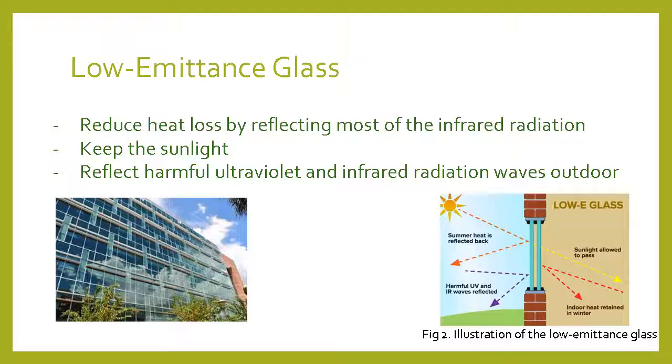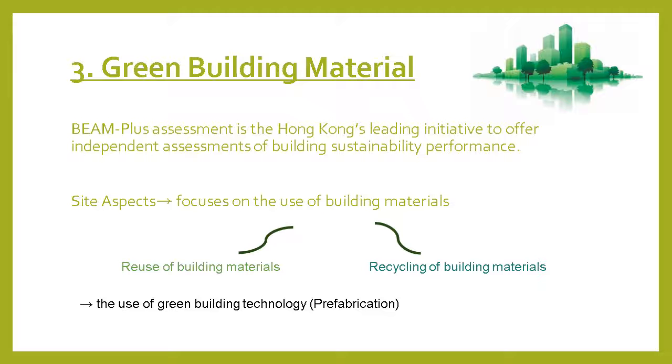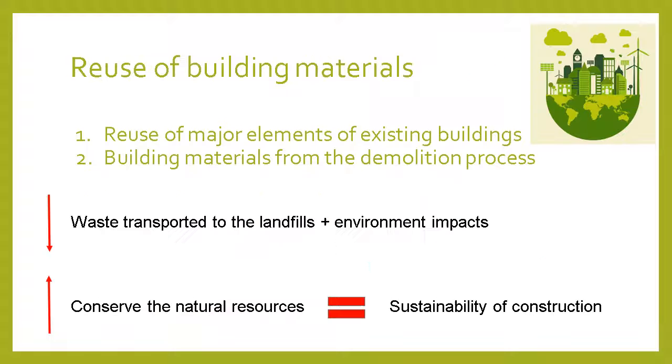Low emittance glass helps to reduce heat loss by reflecting most of the radiation while keeping the sunlight at the same time, and it helps to reflect harmful substances outdoors. For green building material, there is an assessment called BEAM Plus to offer independent assessments of building sustainability performance, and the materials aspect of BEAM Plus focuses on the use of green building materials.